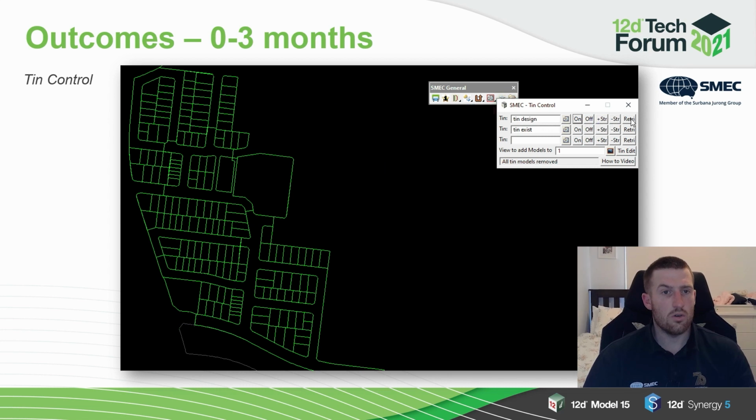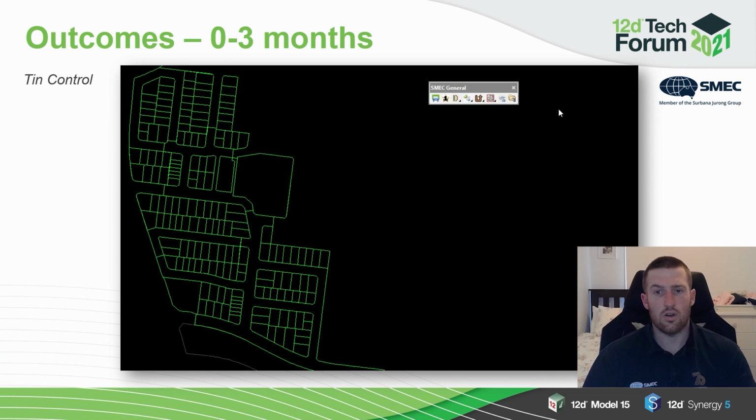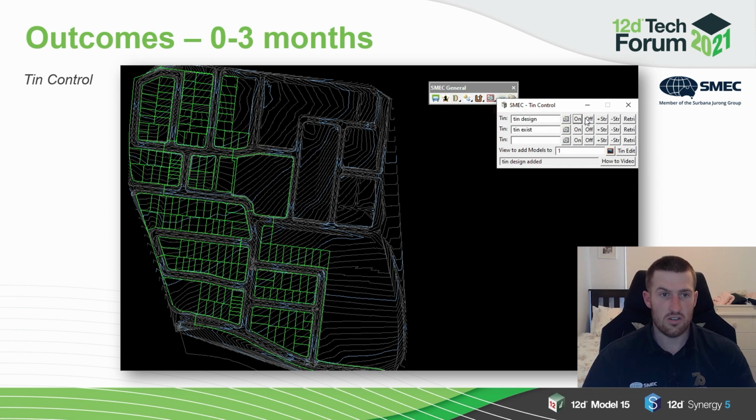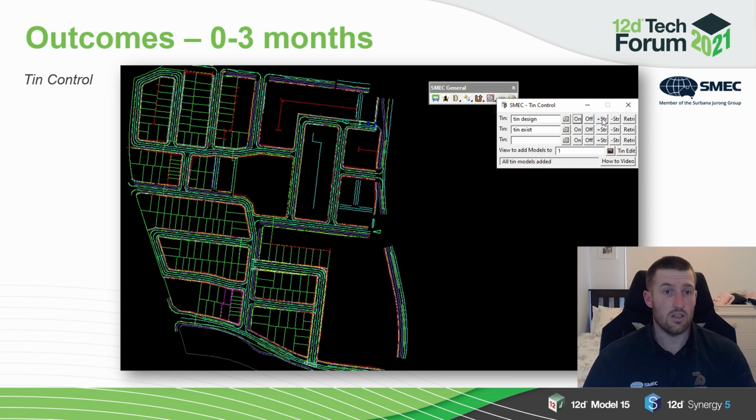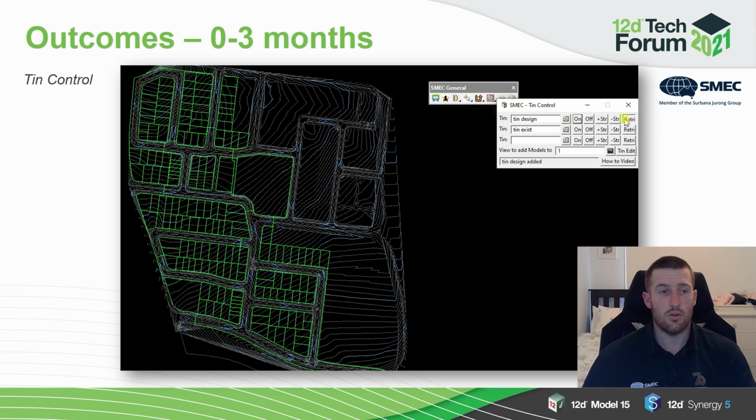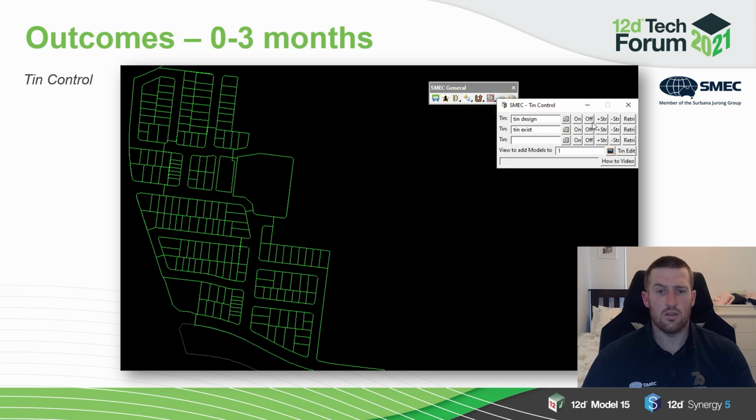So this one's called tin control. It allows you to turn off the tins pretty quickly. So tin design going on and off there. It also allows you to turn each tin's strings on and off at the click of a button. Something that some people do all the time. I do it all the time. Turn them on, turn them off. And it also allows you to recalc the tin with a single button click.